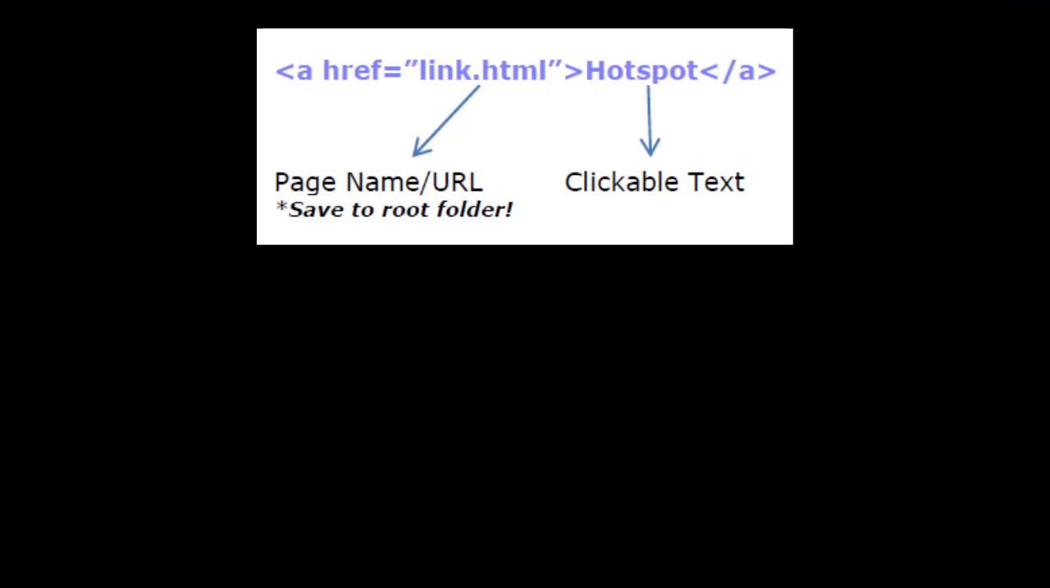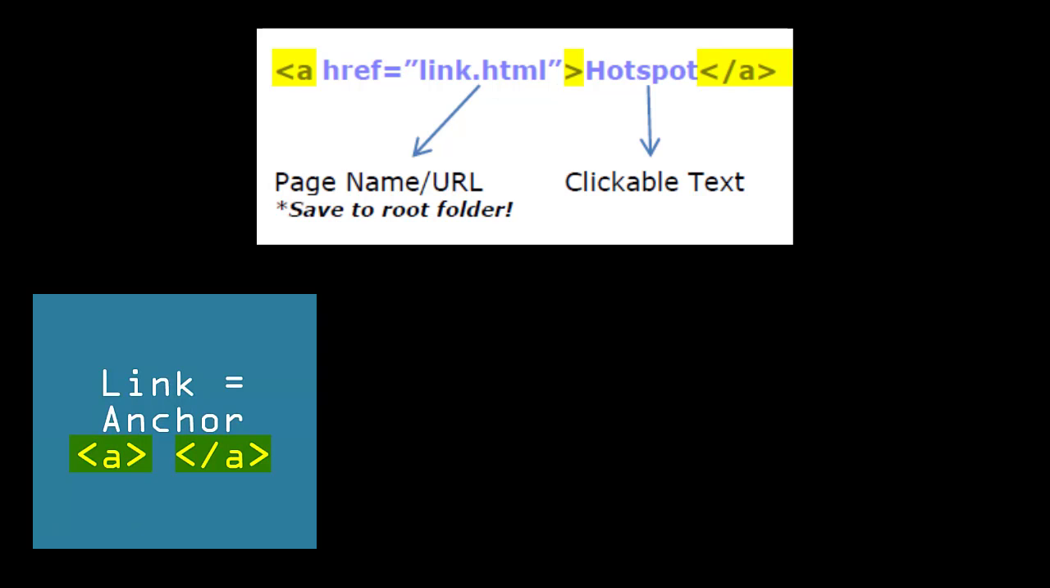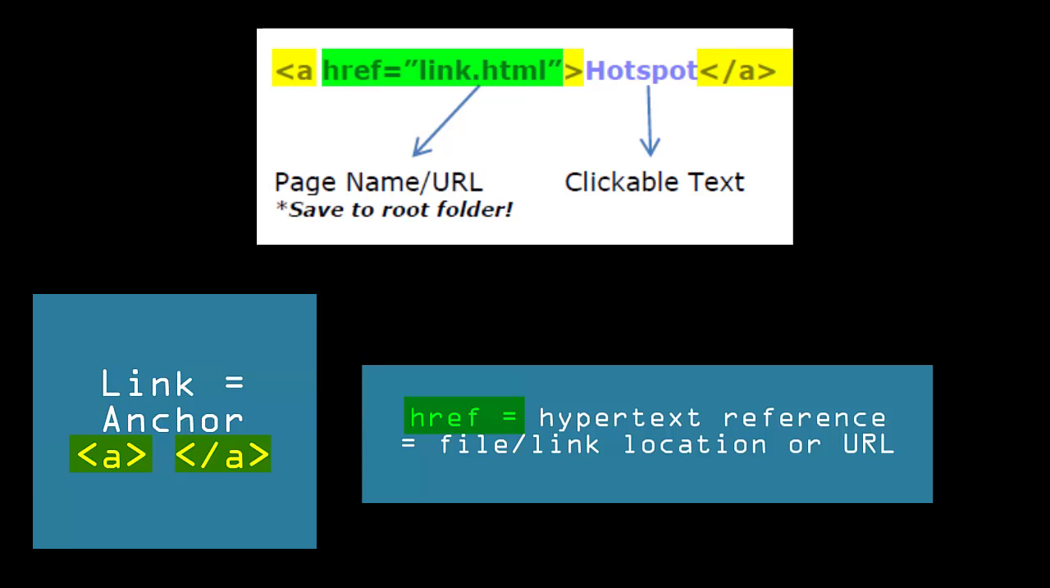So let's break down the HTML for inserting a link onto your page and then practice actually doing it. The tag for a link is actually A, and it stands for anchor. I know you would think link is L, but the link tag is actually A. So we'll start with our opening bracket and then A, and then we come across our first attribute. So the attribute href equals, and then the quotes, is what stands for hypertext reference. And a hypertext reference is the file or link location or URL that you're actually trying to get to. So in this example, this link would go to the webpage link.html.